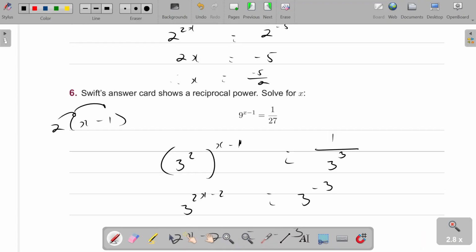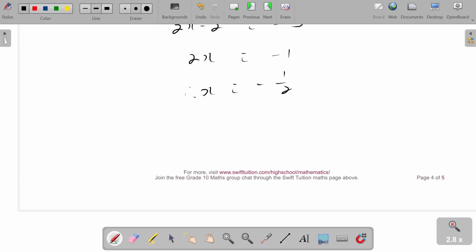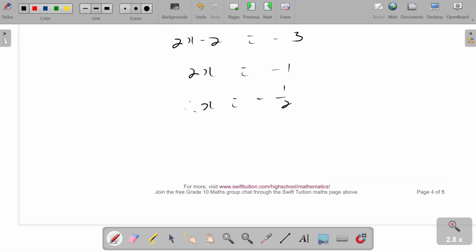Is the right answer 3, 9? Yeah, it should be the right answer. Yes, it is. Okay, sorry, had a bit of a brain fart there.